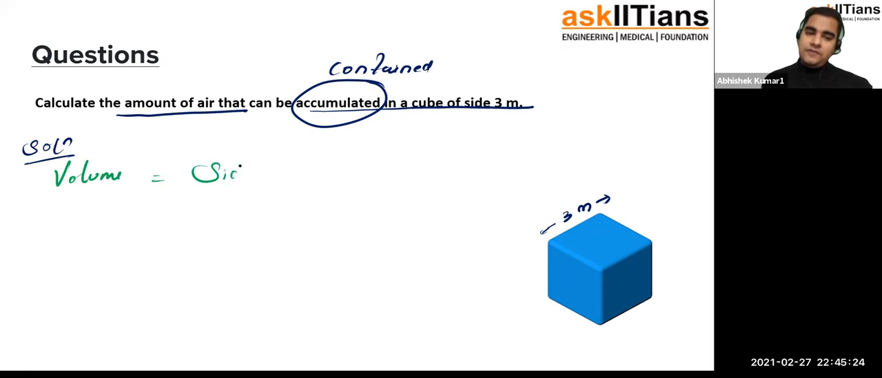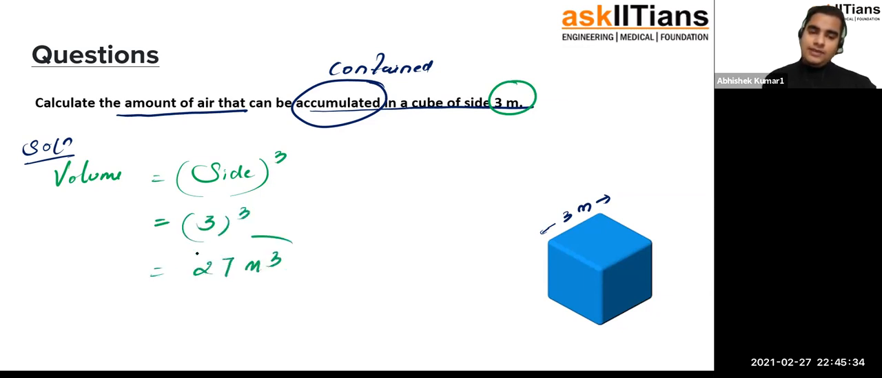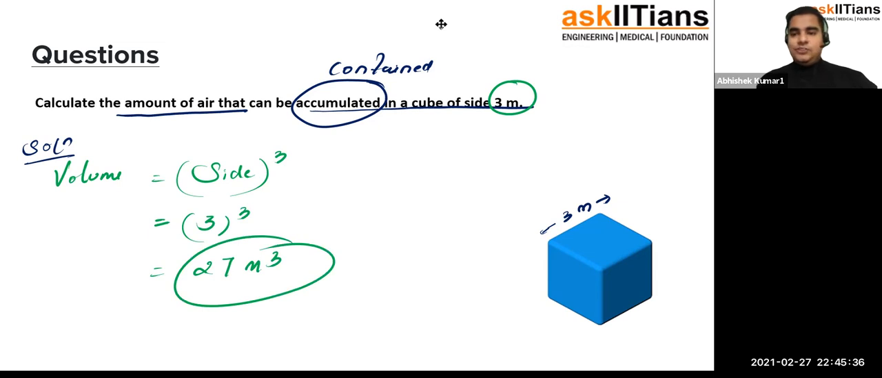So if you calculate the volume that you have here, what will be the volume? We know that volume of a cube is given by side cube. The length of the side is equal to 3 meters. So you are going to get 3 cube. 3 cube is going to give you 27 meter cube. That's the answer. Super easy.